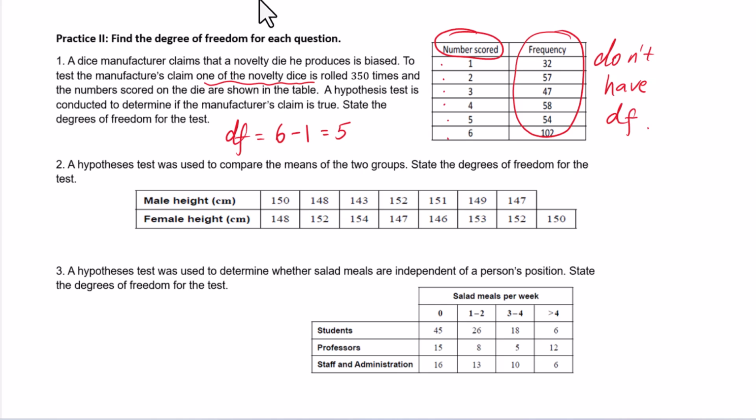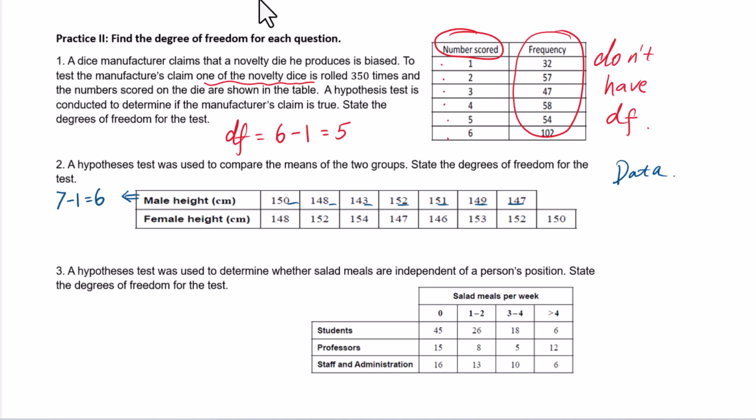Question 2. A hypothesis test was used to compare the means of the two groups. State the degrees of freedom. Let's check the data. Male height, we have 1, 2, 3, 4, 5, 6, 7. So the degrees of freedom for male height is 7 minus 1 equals 6.